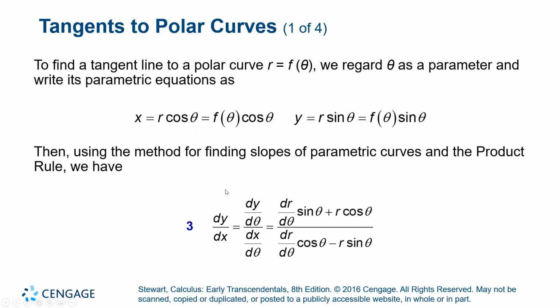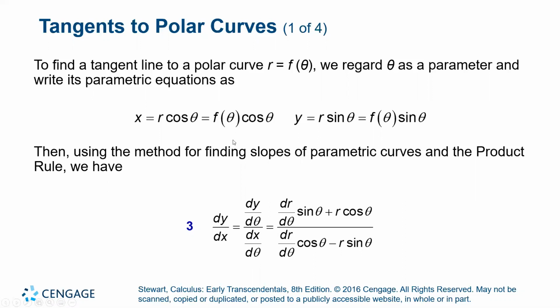So if we use that idea along with the product rule, and we need the product rule because this is a function times cosine theta and a function times sine theta. Remember from the parametric section that dy/dx can be represented as dy/d theta divided by dx/d theta. Now in the parametric section, this theta was a t instead, but here our parameter is theta.